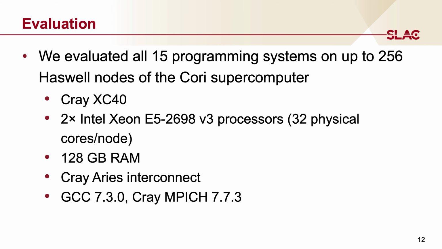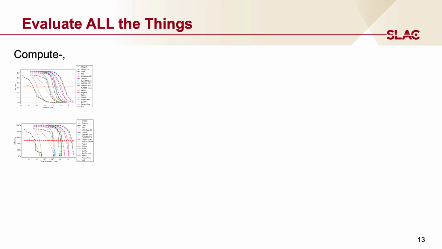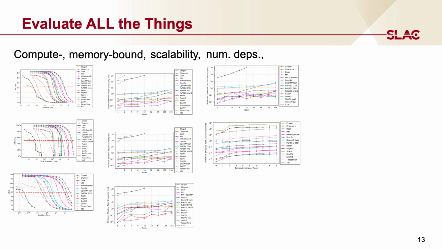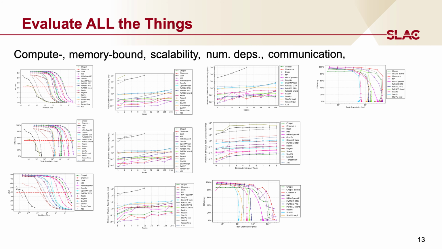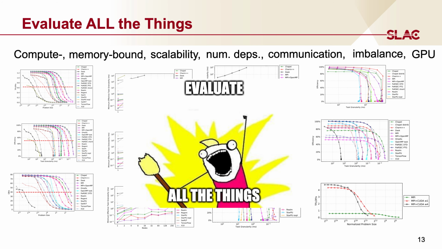We evaluated all 15 implementations of TaskBench on up to 256 Haswell nodes of the Cori supercomputer. And since TaskBench can cover such a broad space of applications, we basically asked how many different experiments we can run with this tool. We ran compute-bound experiments, memory-bound, scalability experiments with different dependence patterns, numbers of dependencies per task, communication and computation overlap, load imbalance, and GPU experiments. All of these are included in the paper.